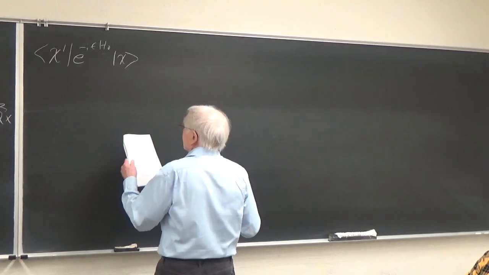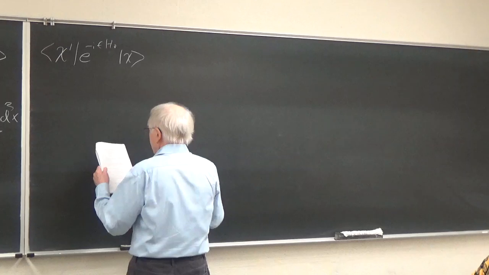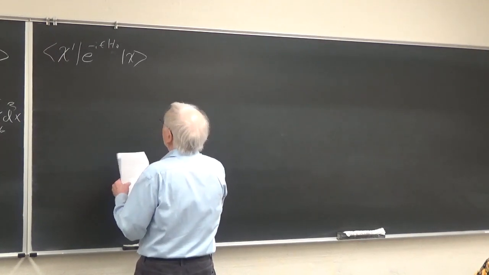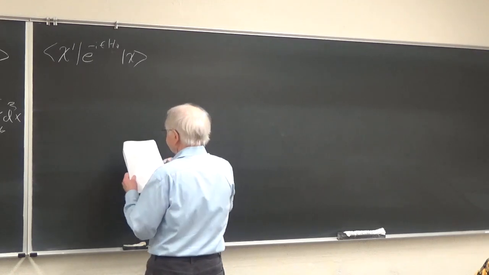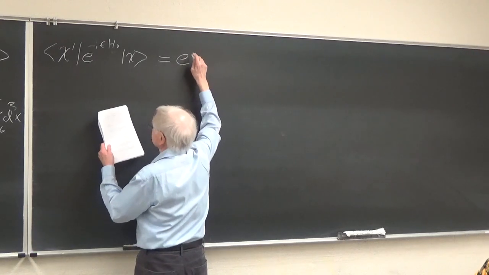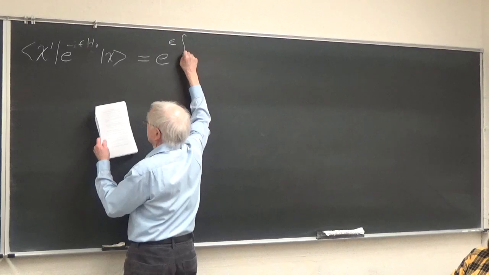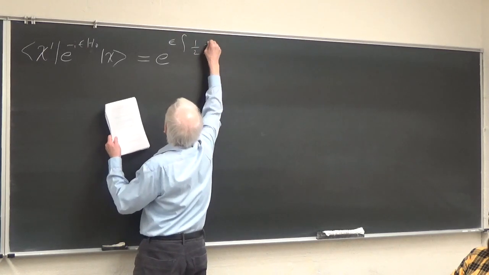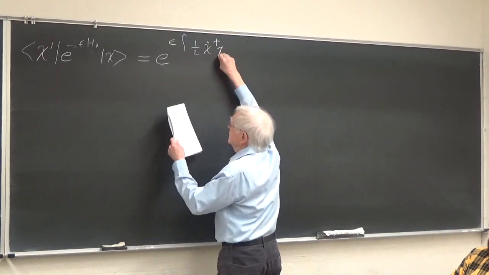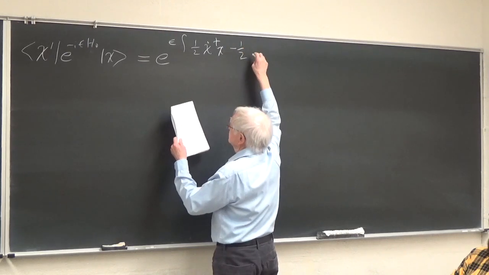And so what we get here turns out to be e to the epsilon integral of a half chi dot dagger chi. I'm skipping steps that are in the notes, and I hope I'm copying the notes correctly.